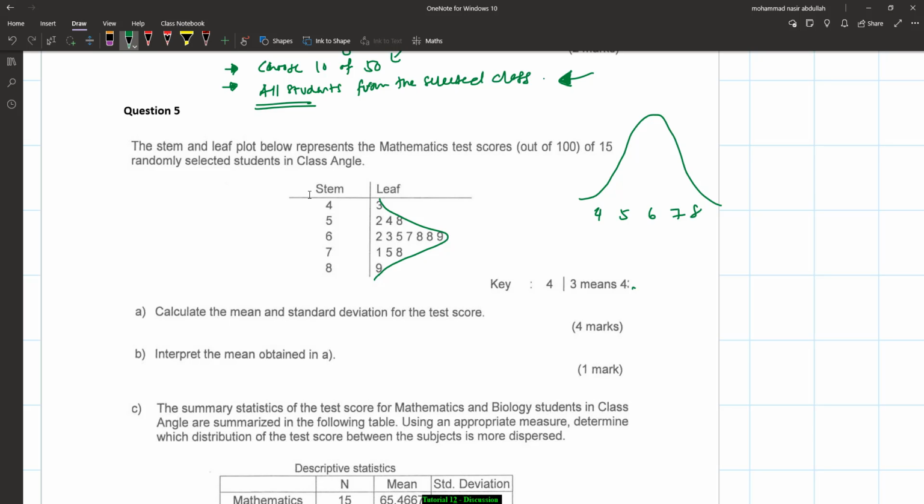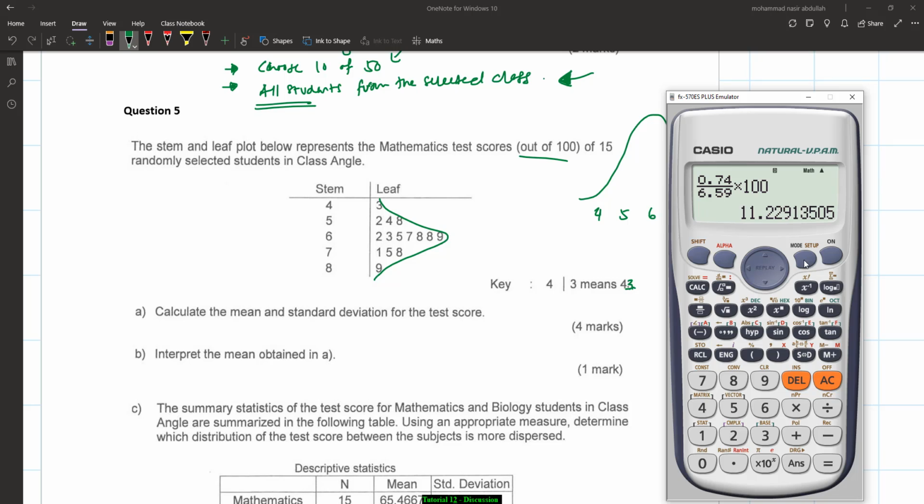Soalan ni I tak nampak. This is 43, right? Yes, should be 43 because the marks is out of 100. So calculate mean and standard deviation for the test score. So we need to input the data into calculator lah. So let's say choose mode 3, and since this is only single data, we choose 1.